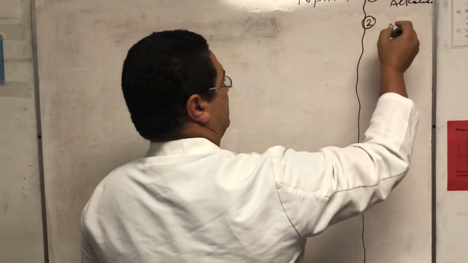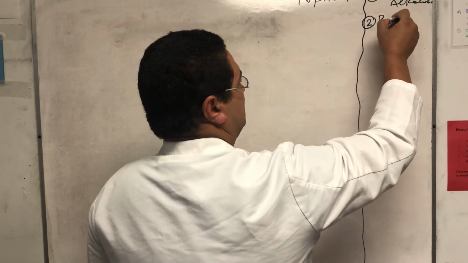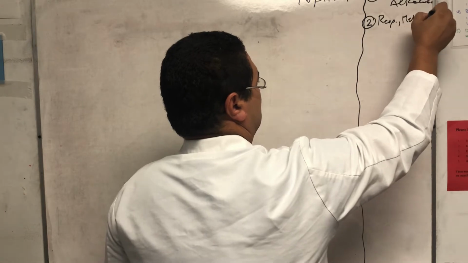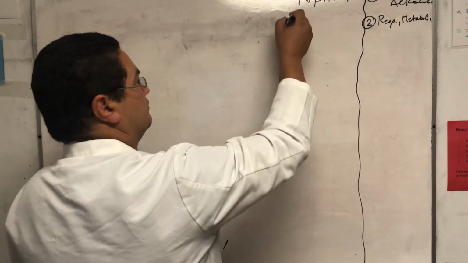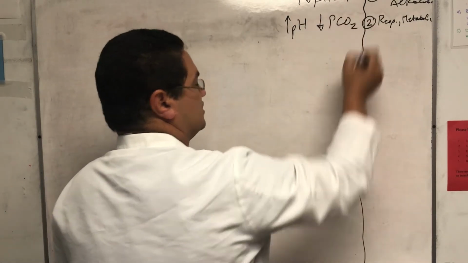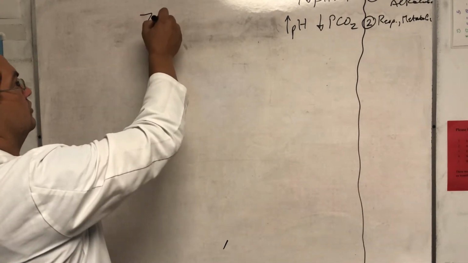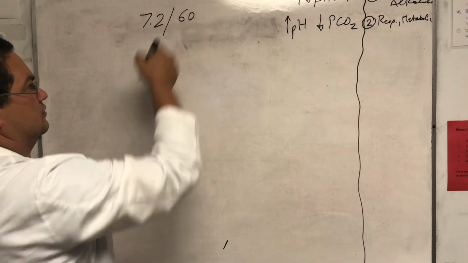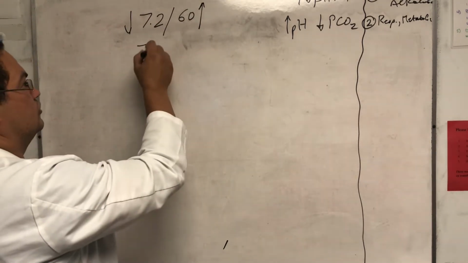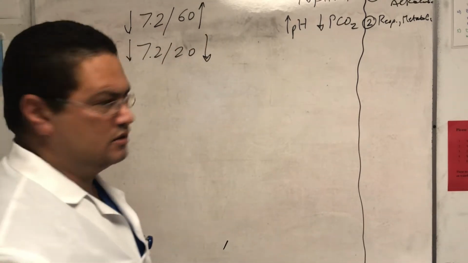Number 2, you need to find if it's respiratory or metabolic. Right? And that's also easy. If the pH is going in the opposite direction of the PCO2, it's respiratory. So if I have 7.2, 60, that's respiratory. If I have 7.2, 20, that's metabolic. Right? So that's easy.